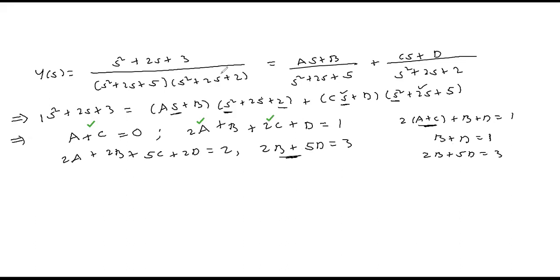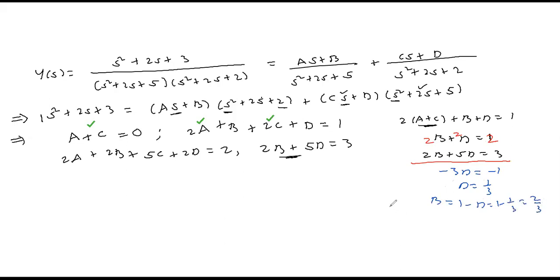How do we solve? Multiply both sides of the first equation with 2. Then when I subtract, what do we get? Minus 3d equal to minus 1. So d equal to 1 by 3. When d equal to 1 by 3, what will be b? B equals 1 minus 1 by 3, equal to 2 by 3.